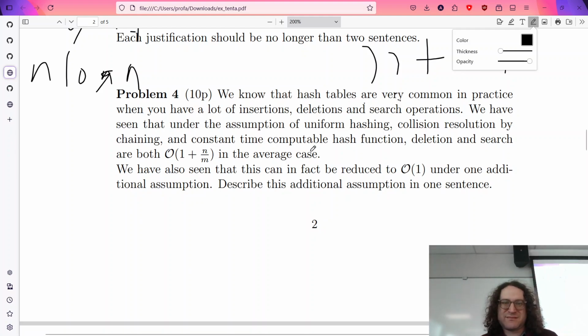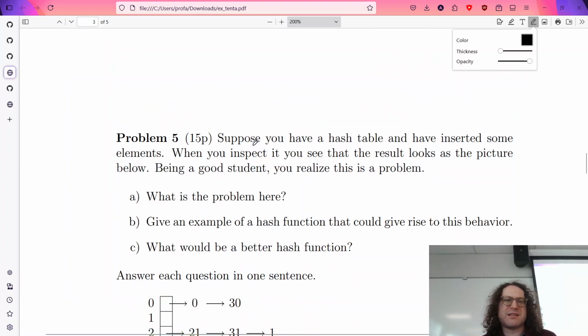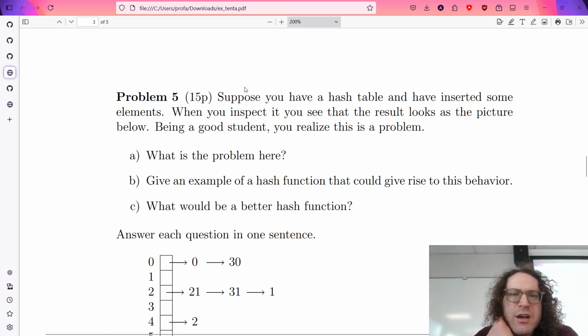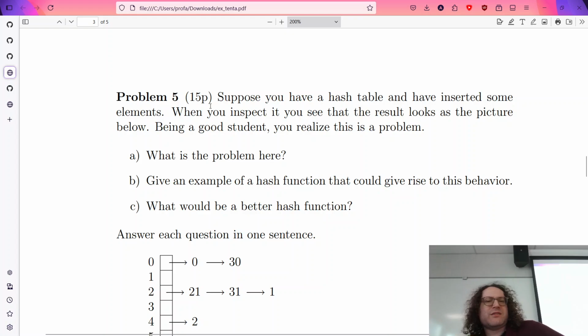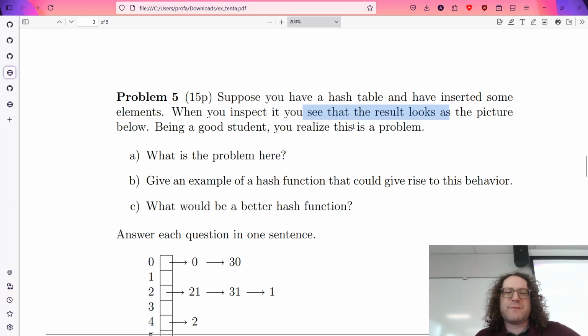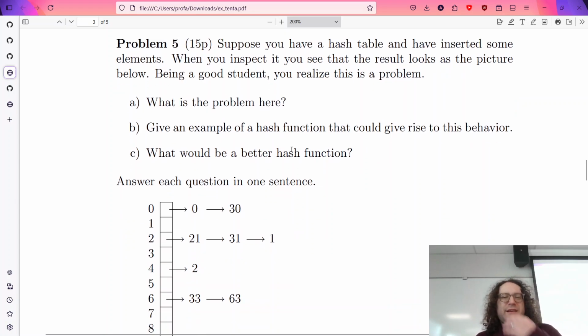This next one is actually one I'm more interested in. Normally I skip around in this and go straight to this one, so I don't typically look at those questions. So suppose you have a hash table and insert some elements. When you expect it, you'd see that the result looks like the picture below. Being a good student, you realize there's a problem.